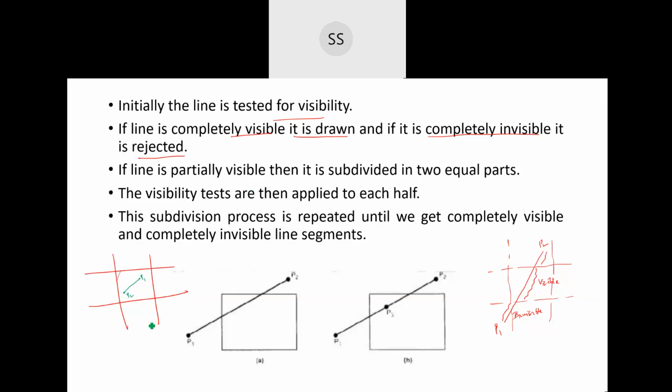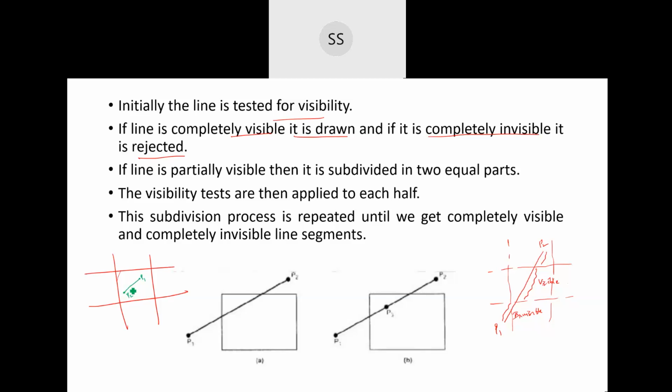I've got a line segment which has got the endpoints P1 and P2. As both the endpoints are within the window, I can say that the line which is connected using the endpoints P1 and P2 is considered to be visible.